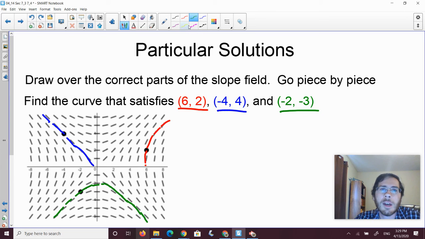Now again, it's entirely possible that the red curve continues on and goes this way. We're not sure. It's entirely possible that this negative 4, 4 continues along this way. But once we hit one of these asymptotes, we really can't go any further. We can guess it's going to be here and here, but we're not entirely sure. So that's our particular solution.